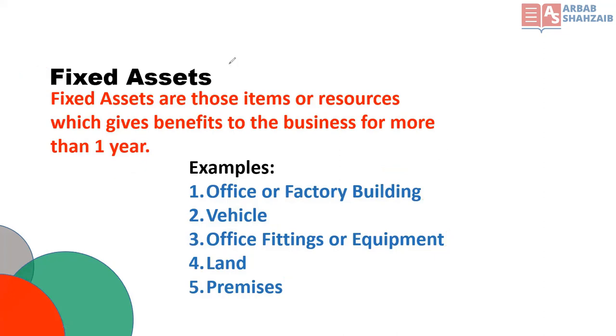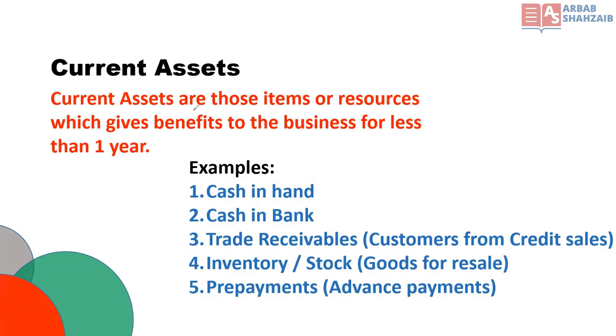The next is current assets. Current assets are those items or resources in the business which give benefits to the business for less than 1 year, which are kept in the business for less than 1 year, like cash in hand, cash in bank, trade receivables, customers from credit sales. When we sell something to our customers on credit, it is called trade receivables. So we are increasing our credit customers. These are also called assets.